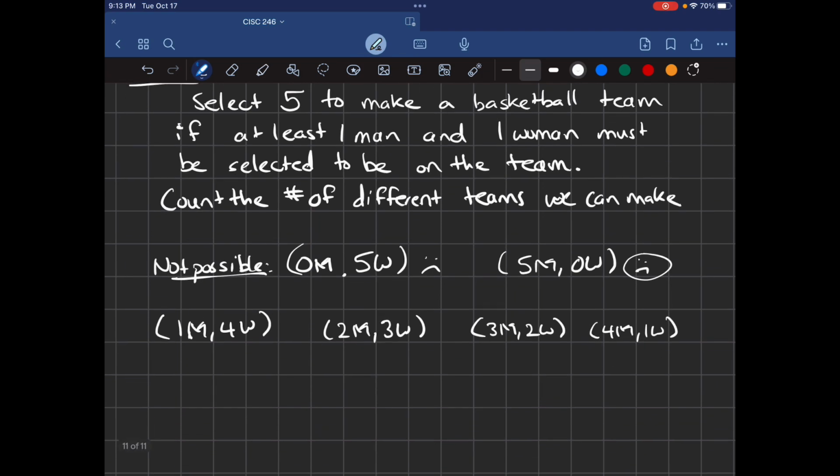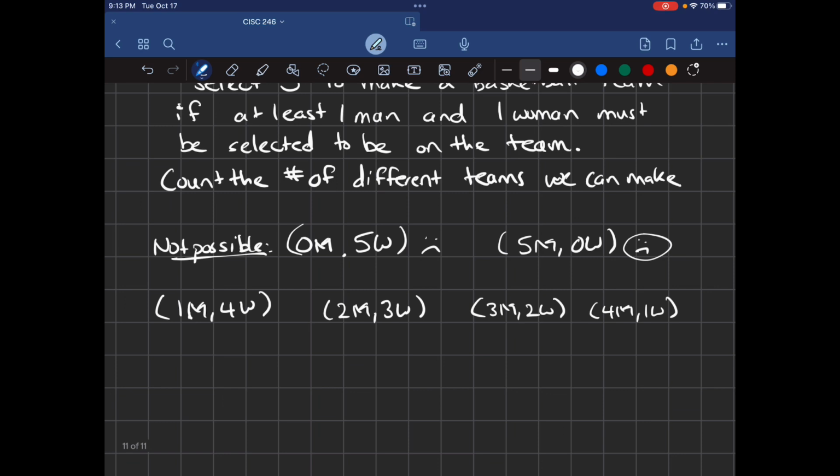So it then breaks down into counting each of these situations. And I know actually that each of these situations are disjoint, so in the end I'm just going to add these. A team with 1 man and 4 women is completely disjoint from any team with 2 men and 3 women. There's going to be no overlap there. So these are disjoint sets, so we can add them with the addition rule.